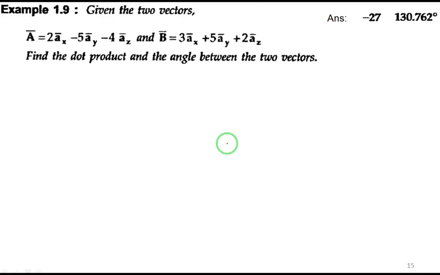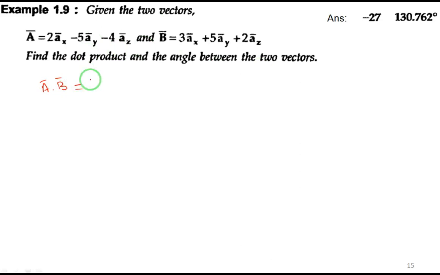Okay, after solving this, we'll wind up the class. We will solve the problem and we'll wind up the class. So given two vectors, vector a and vector b. Find the dot product and the angle between the two vectors, right? Okay, vector a is given, vector b is given. Find the dot product, vector a dot vector b.